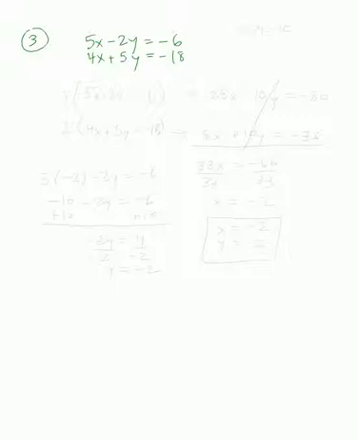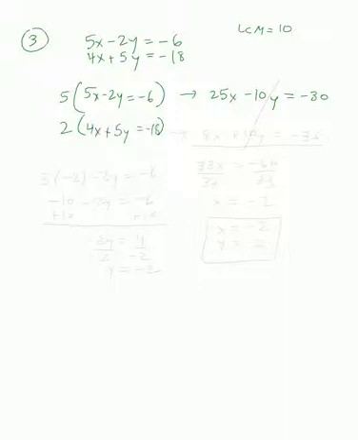That means I'm going to multiply the top equation by what? Well, I look at 2 and 5, and the lowest common multiple of 2 and 5 is 10. So the top equation I'm going to multiply by 5. I end up with 25x minus 10y equals negative 30. And the bottom equation, since it's a 5, I'm going to multiply by 2. I end up with 8x plus 10y equals negative 36. Add my two equations together, the y's cancel, I end up with 33x equals negative 66. Divide both sides by 33, I get x equals negative 2.